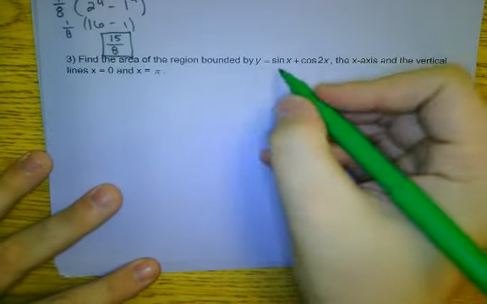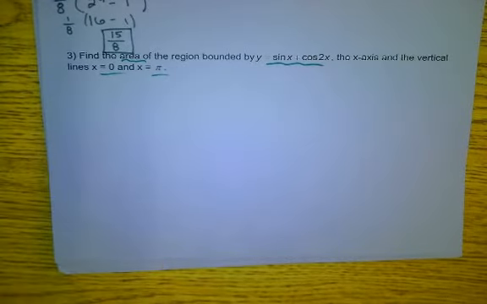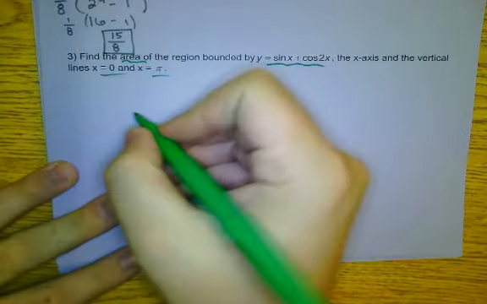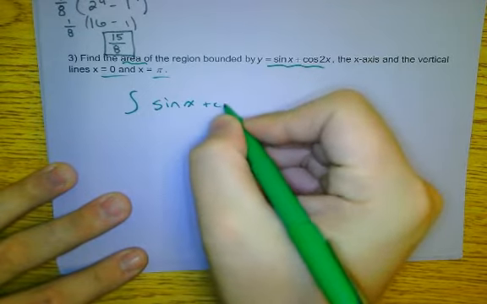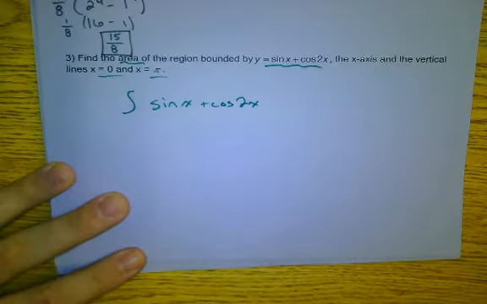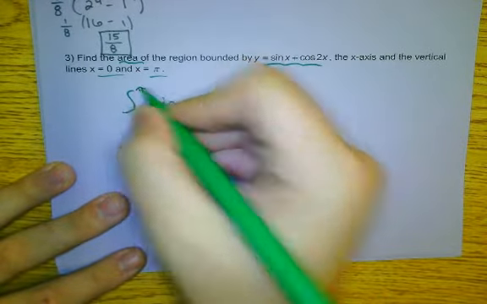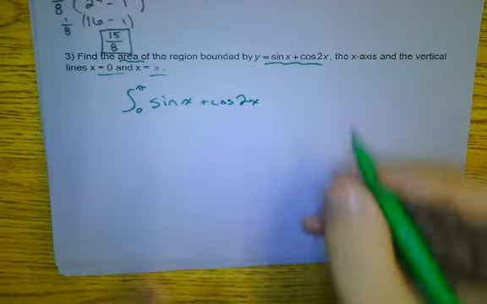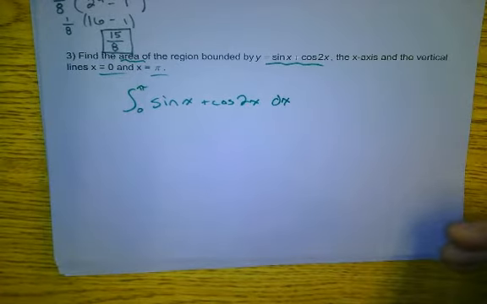So all we're doing here is, finding the area just means integrate that from that to that. That's all we're doing. There'll be a time where we have to integrate between two different functions, but for right now, we're just keeping it basic. We're going to integrate sine of x plus cosine of 2x from 0 to pi, and of course you need your dx.